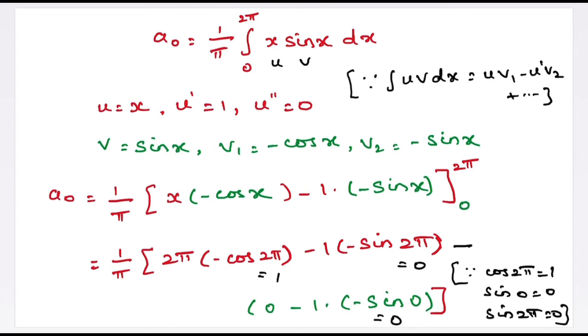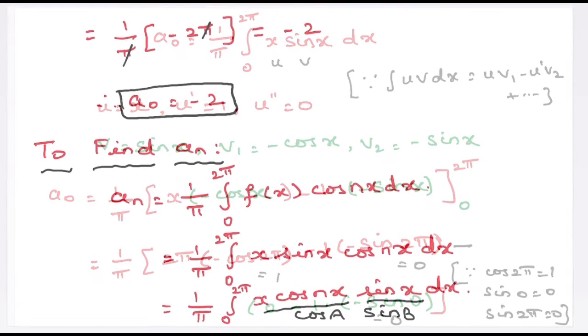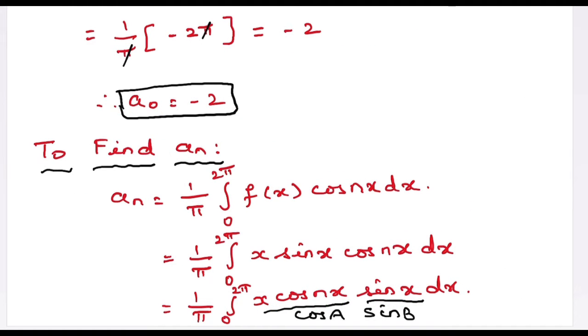x. Using the integral uv dx formula, we integrate the function x sin x, keeping u equal to x and v equal to sin x. Here differentiation is denoted in red color and integration is denoted in green color. Substituting the upper limit in red color, we get 2 pi into minus 1, since cos 2 pi is equal to 1 and sin 2 pi is equal to 0. And by applying the lower limit in green color, the whole term will be 0 since substituting x equal to 0, sin 0 is equal to 0. Therefore, our a naught is equal to minus 2.